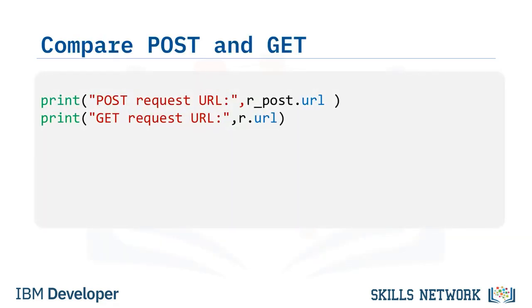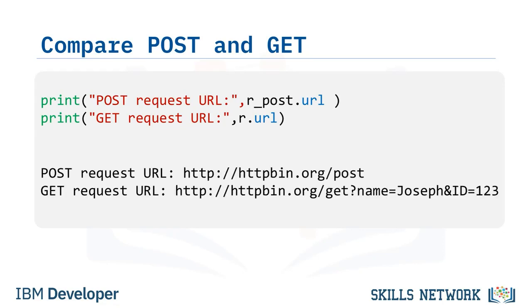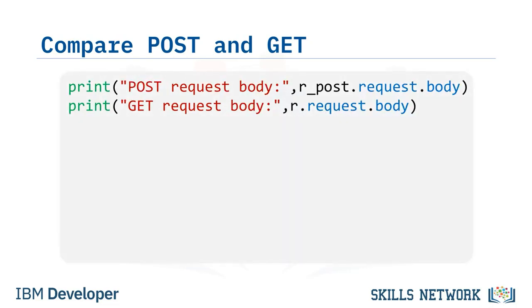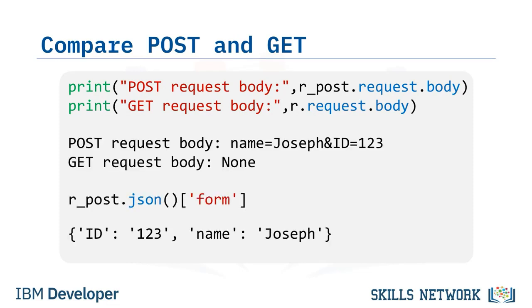Comparing the URL using the attribute url from the response object of the GET and POST request, we see the POST request has no name or value pairs in its URL. We can compare the POST and GET request body. We see only the POST request has a body. And we can view the key form to get the payload.